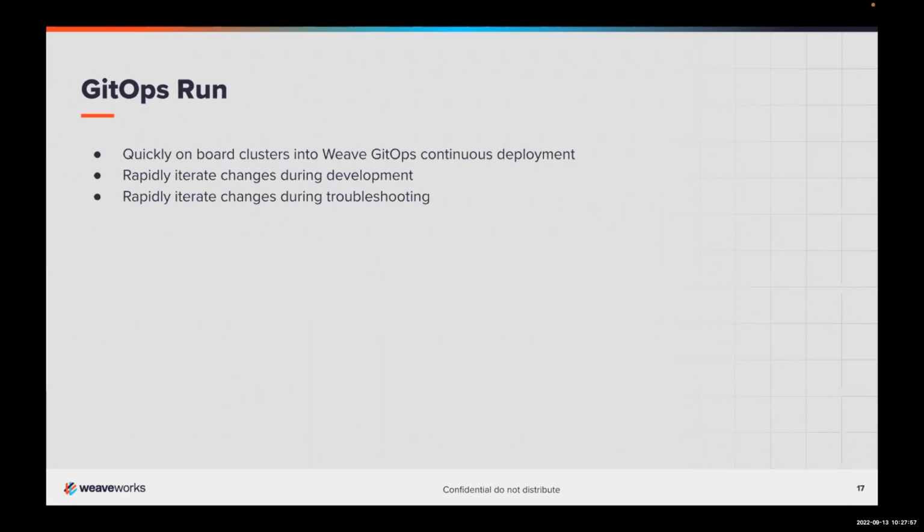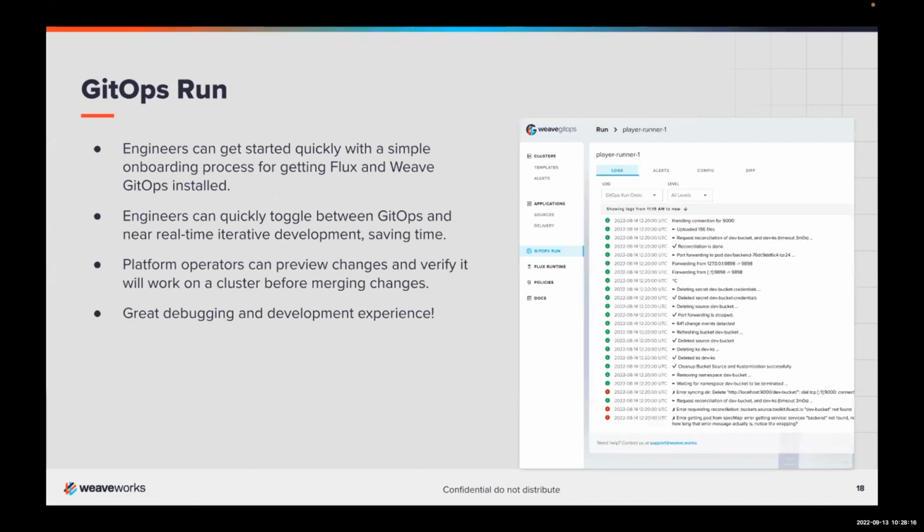And if you're just in development or troubleshooting something, you want to be able to quickly go through a whole load of what ifs. What if I just change this? Does that improve things? You want to be able to do that pretty quickly. And this is the use case where GitOps Run really shines. It's a bit like kubectl port-forward in that you run it in the background and it does some magic.